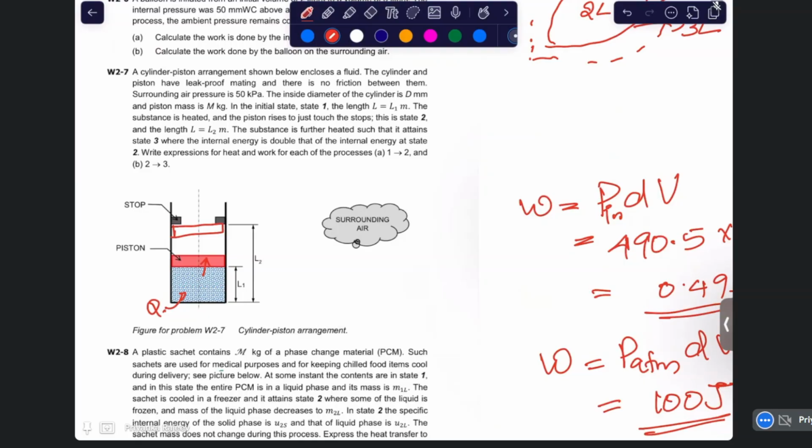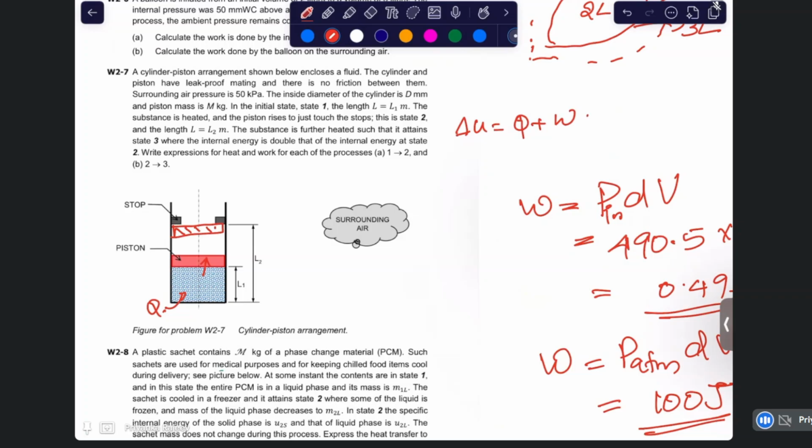Now what is happening at L2 distance? There is a stopper, so the piston is not allowed to move further. That means without displacement, or without volume change, there is no work done. dV equals 0, that means W equals 0, because W is P dV, right? Now what is happening with this stopping of the piston? The work done is 0, so according to the first law, delta U equals Q plus W.